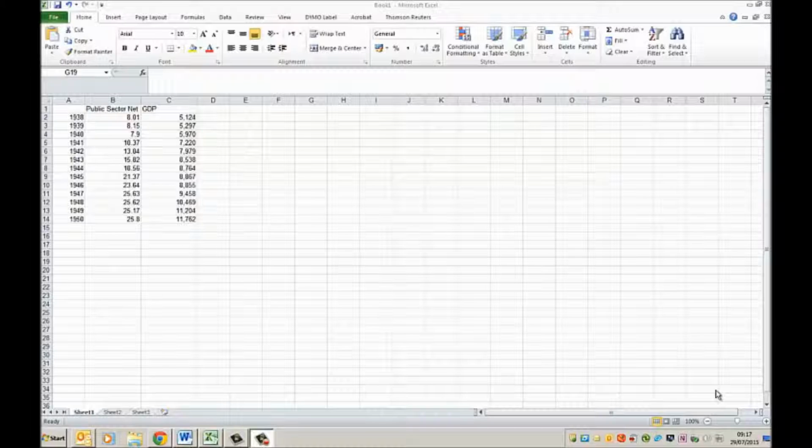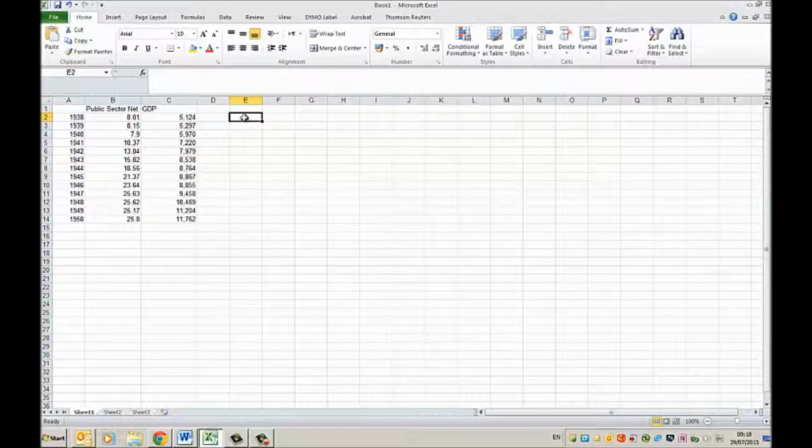Now, the first thing to note is that our debt figures and GDP figures are actually measured in different units. The debt figures are measured in billions of pounds and GDP is measured in millions of pounds. It's going to make it much easier if we convert one of the series to the units of the other so that we can make comparisons. So what I'm going to do is convert the public sector net debt figures to millions by multiplying by 1,000.